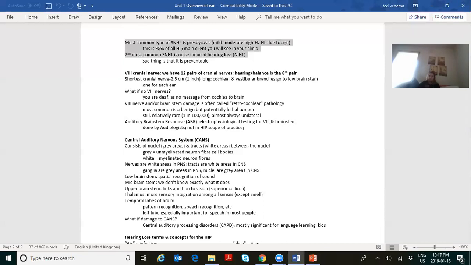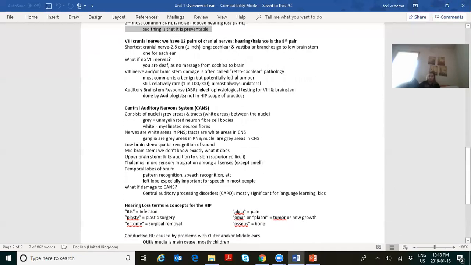This is 95% of all hearing loss. This is the main client you will see in your clinic. Look what I've highlighted there. The second most common sensory neural hearing loss is noise-induced hearing loss. The sad thing about this is that it is preventable. Noise-induced hearing loss, people don't have to have it. Okay, a lot of people do have it because they've never protected their ears enough.